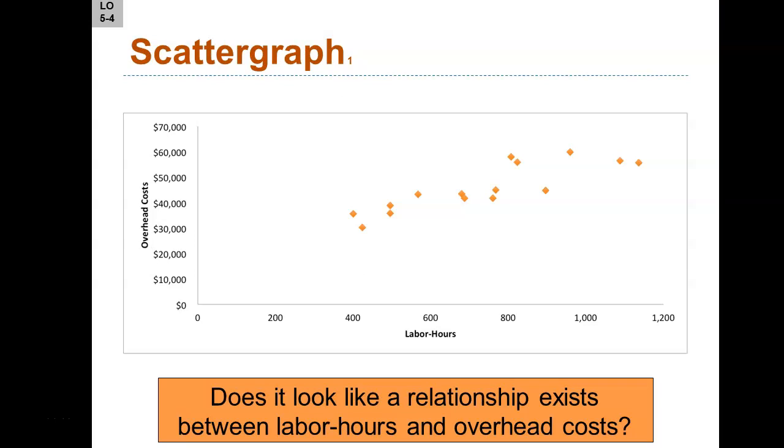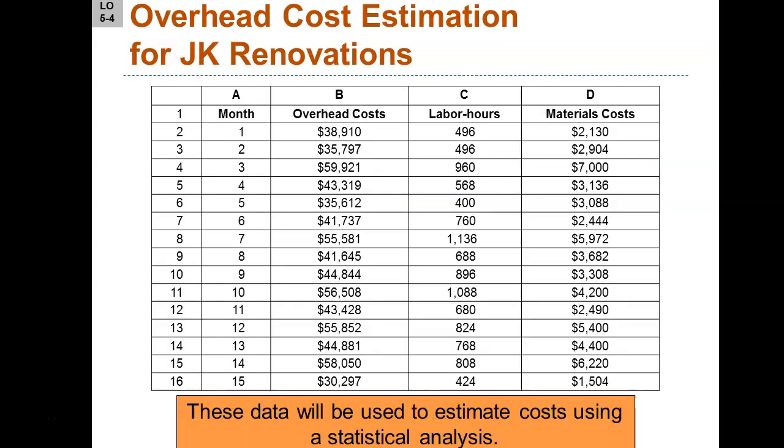Using Excel, and I definitely would not suggest you prepare this on paper, but using the data in the previous screen, we can plot and create a scatter graph. A scatter graph in this case shows relationships. If you look at these numbers here, you'll see that they're very closely aligned together. Once we do that, we need to look at the scatter graph and determine if there is a relationship among the costs.